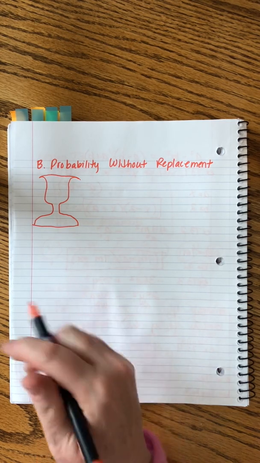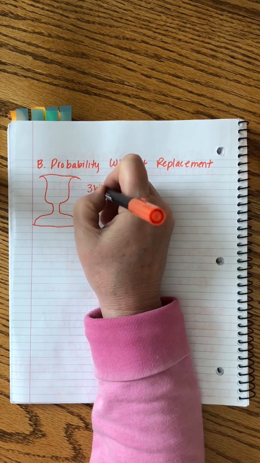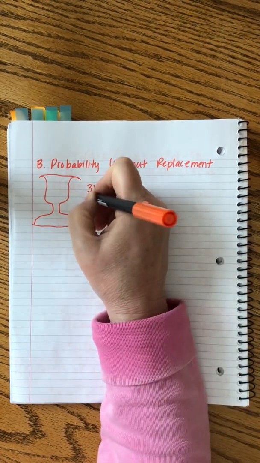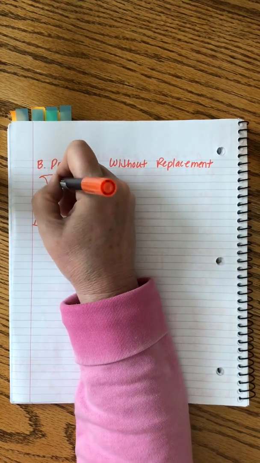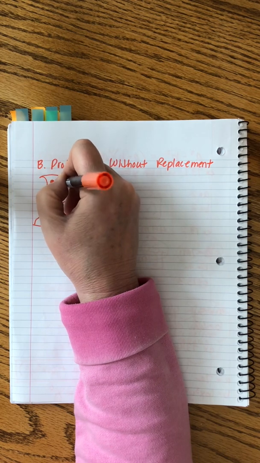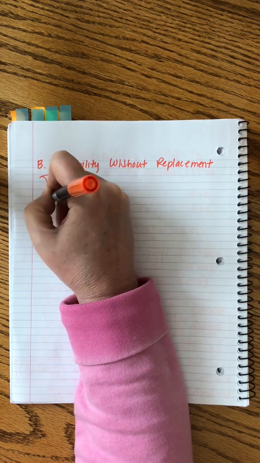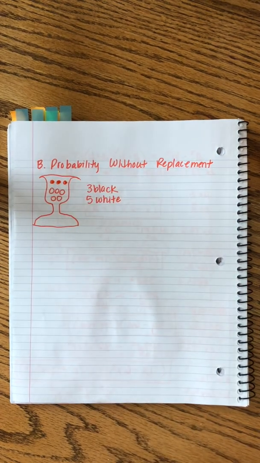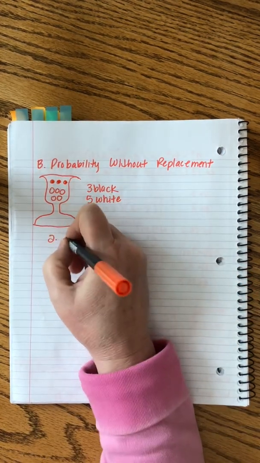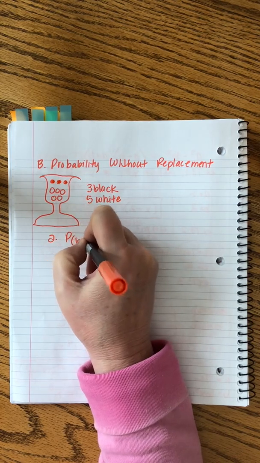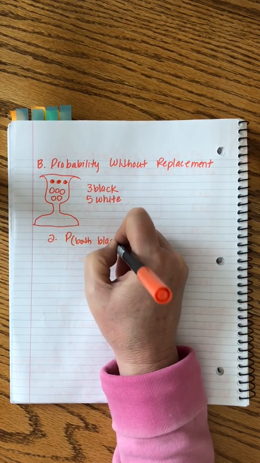An urn contains 3 black marbles and 5 white. I'm going to draw them. Mine are kind of orangish, but pretend. The colored in ones are black, because orange is the new black. A marble is drawn at random and replaced. Then a second marble is randomly drawn. A, what is the probability that both are black?